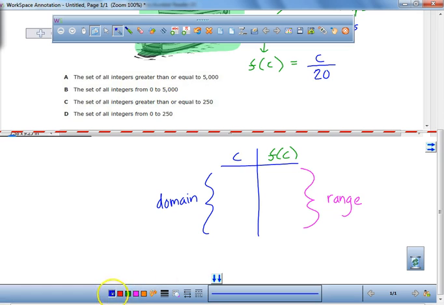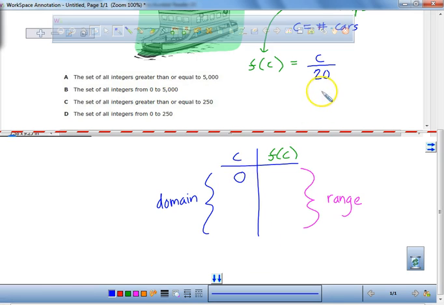Technically, how many cars have to go on the ferry boat? 0, right? Now it fits up to 20 cars on the boat. So if I have 0 cars, how many trips do I have to make? 0 trips.